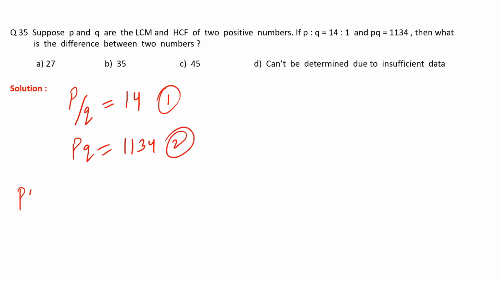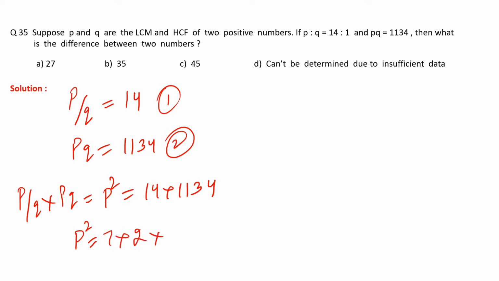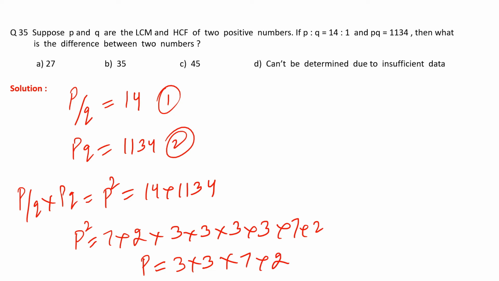If I just multiply these two equations, I will get the value of P square, and that will come as 14 into 1134. Let's find the prime factors of the number on the right hand side of this equation. That will be 7 into 2 into 4 times 3 into 7 into 2. So from here I conclude that P is going to be 3 into 3 into 7 into 2. So since P upon Q equal to 14, that means Q is going to be P upon 14. That will come as 3 into 3.